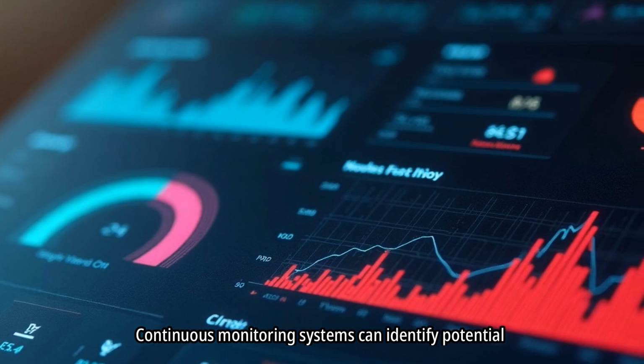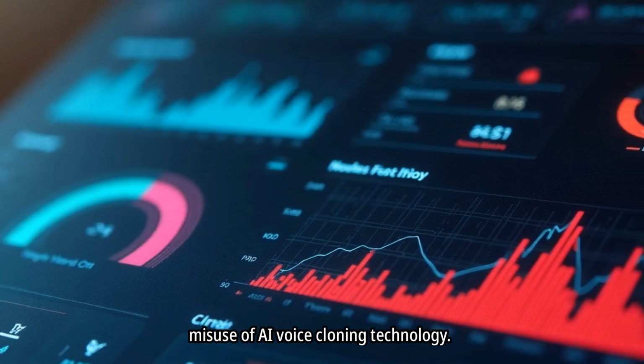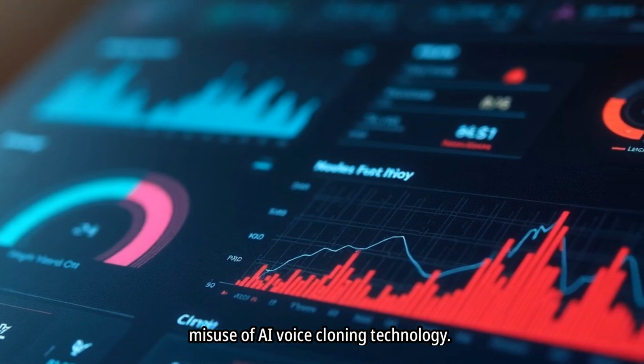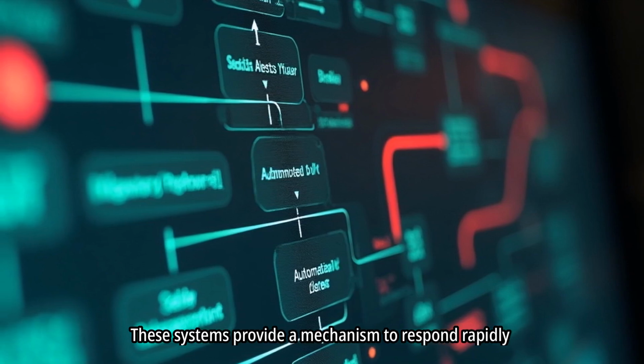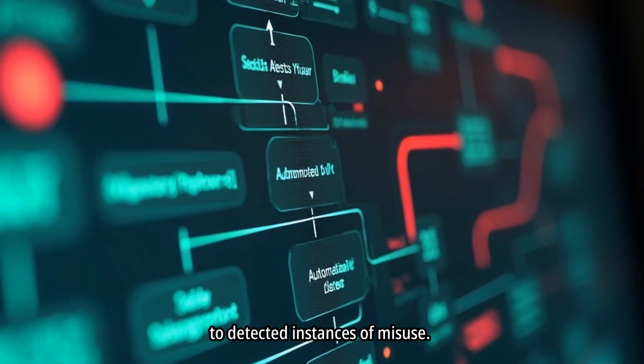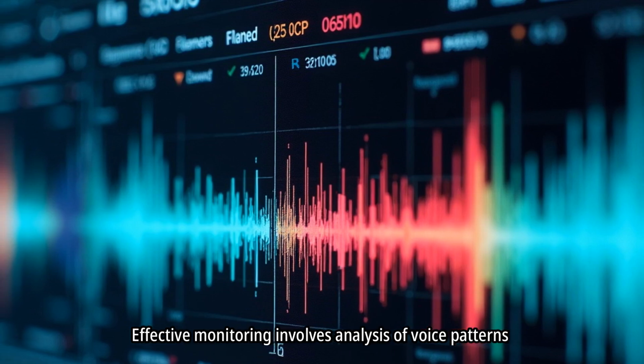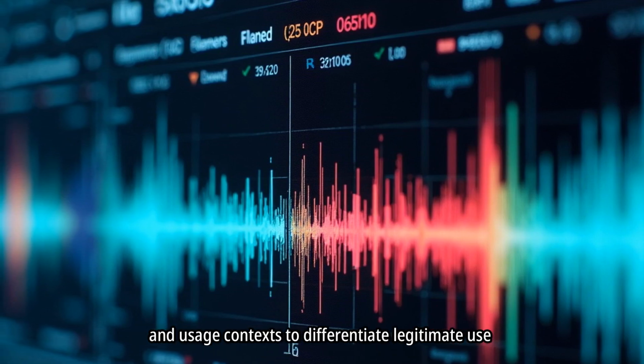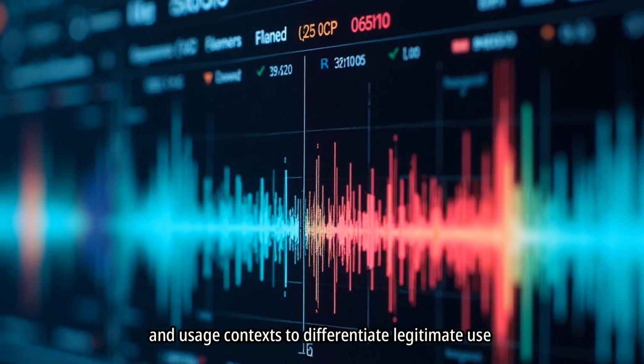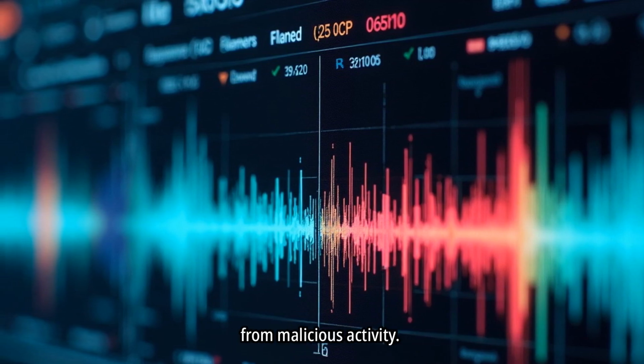Continuous monitoring systems can identify potential misuse of AI voice cloning technology. These systems provide a mechanism to respond rapidly to detected instances of misuse. Effective monitoring involves analysis of voice patterns and usage contexts to differentiate legitimate use from malicious activity.